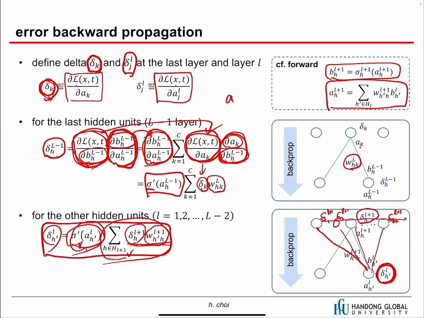In these derivations, it looks like delta k propagates in this direction, from the last layer to the previous layer, and from the upper layer to the lower layer. So it looks like error is going back. That's why we call it error backpropagation, or backward propagation, or backprop, or sometimes bprop. This error backpropagation is a result of the derivative. When we calculate the derivative, we use the chain rule. Based on this chain rule, it looks like error is going back.